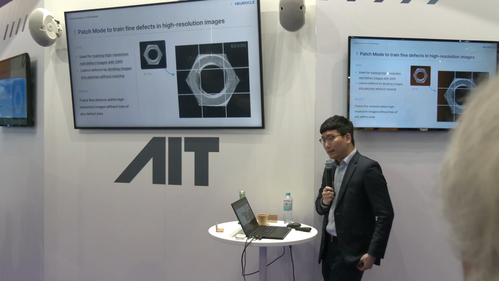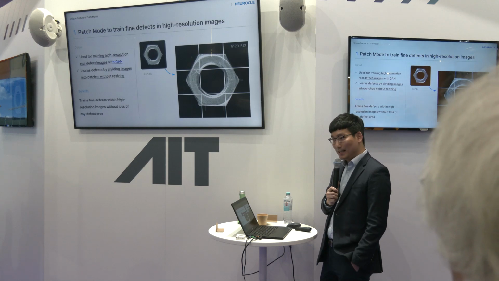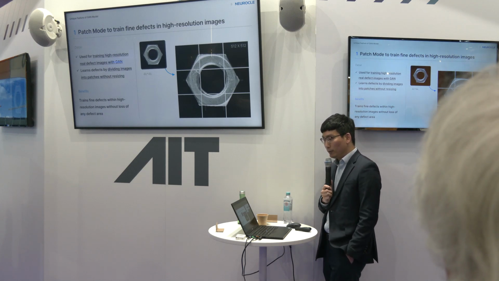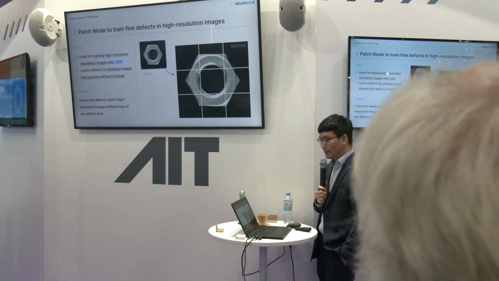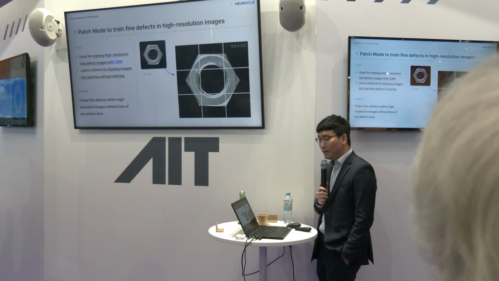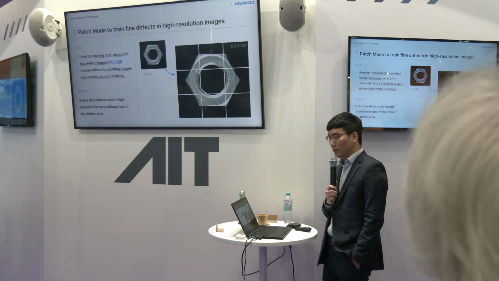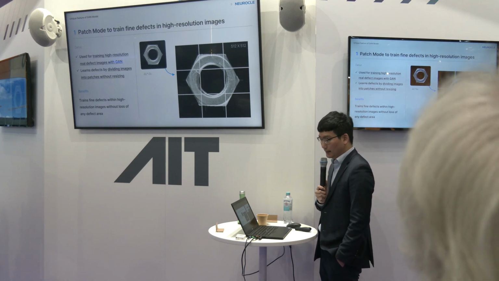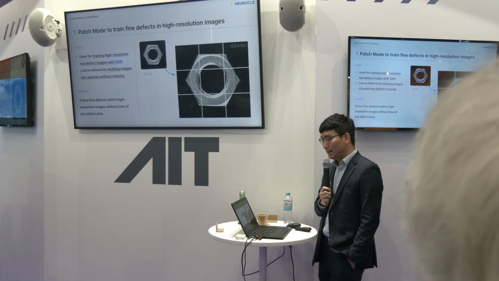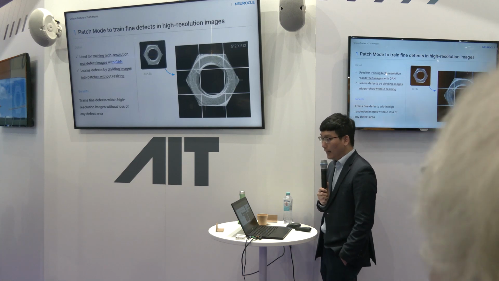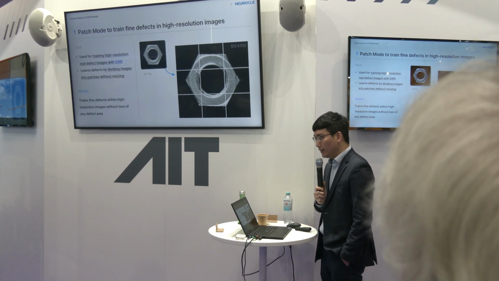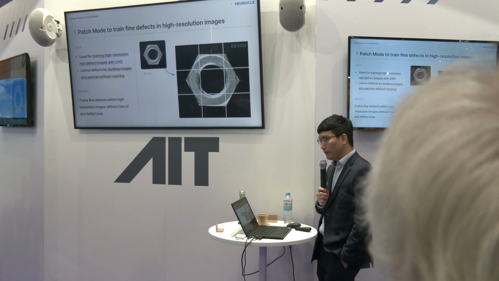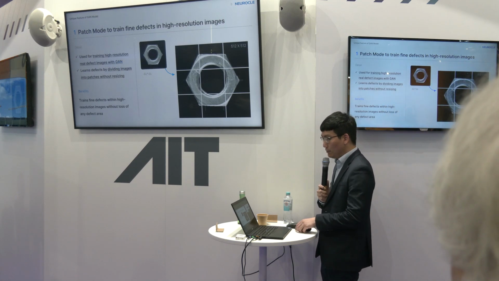Of course, as I mentioned, the GAN model has two networks inside, the discriminator and the generator, so it is a little heavier than other normal models, because it includes two models at the same time. That means it is also difficult to handle high resolution data. So we have a patch mode of the GAN model to train and to create very small defects on high resolution images.